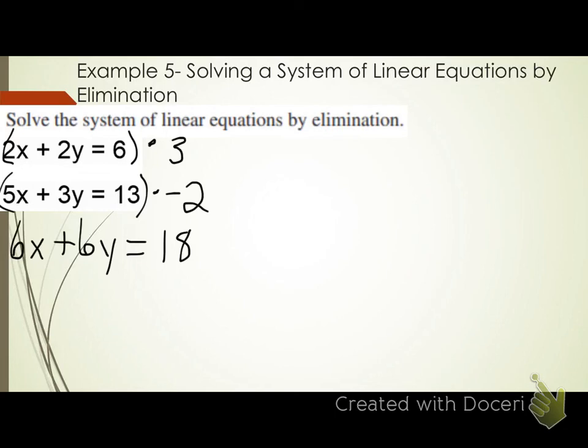Negative 2 times 5x is negative 10x. Negative 2 times 3y is negative 6y. Negative 2 times 13 is negative 26. Do I have the same number opposite signs now? Yeah, I do.